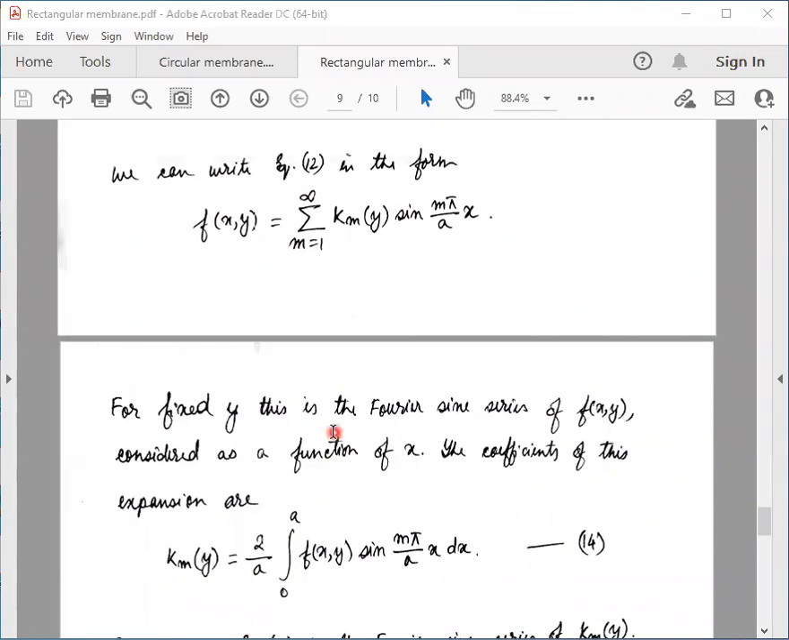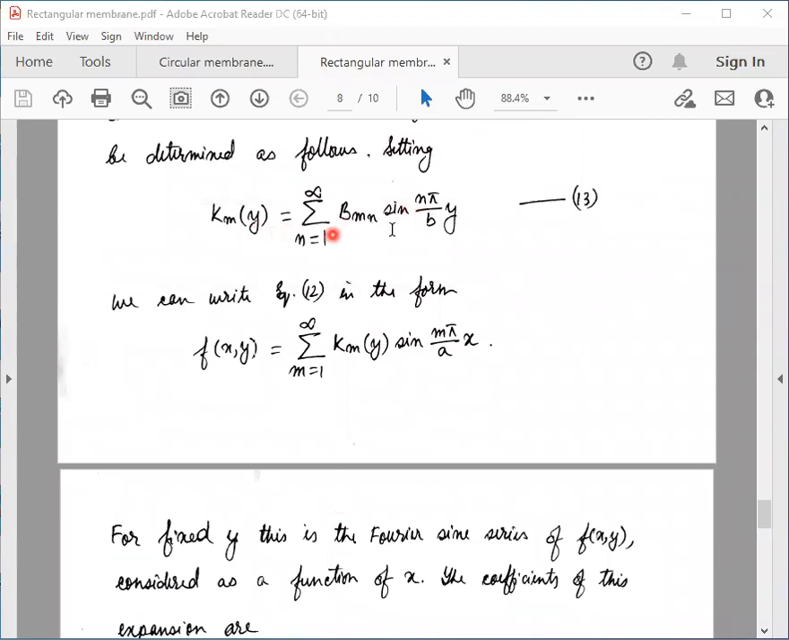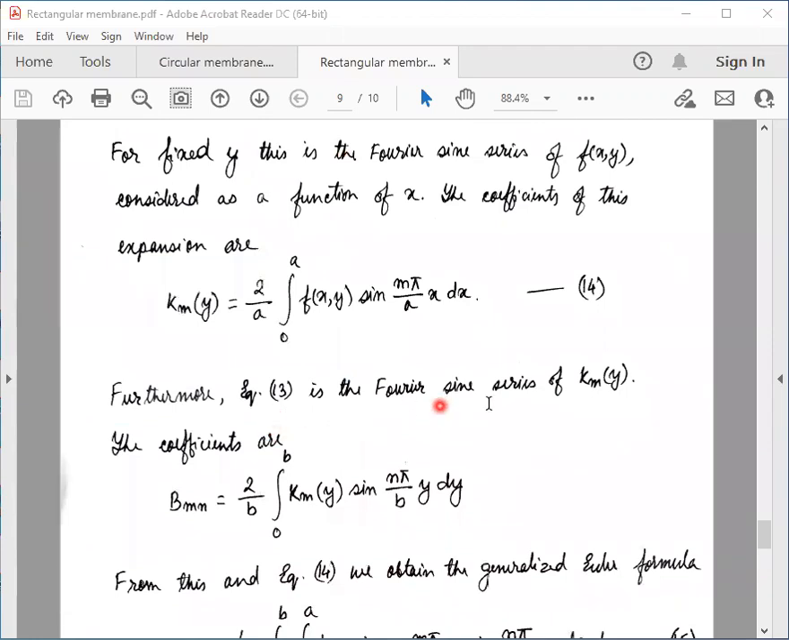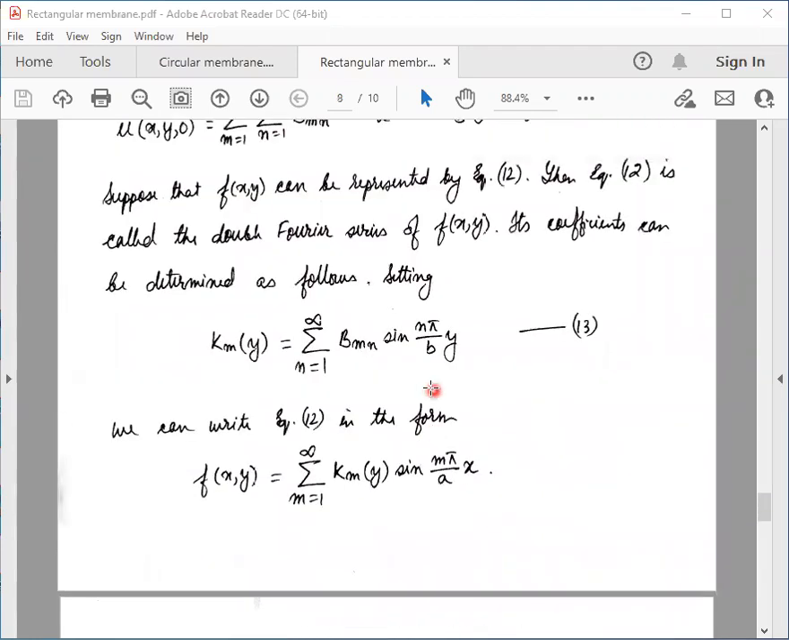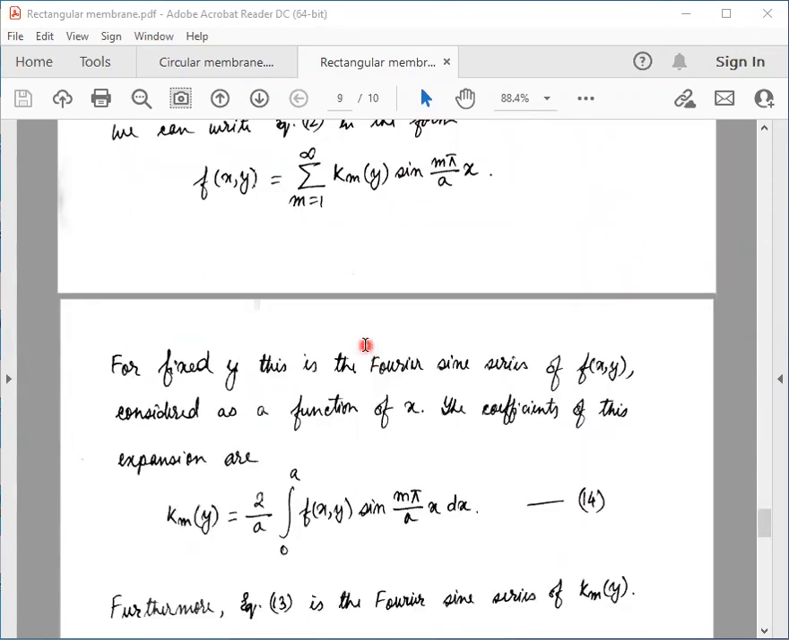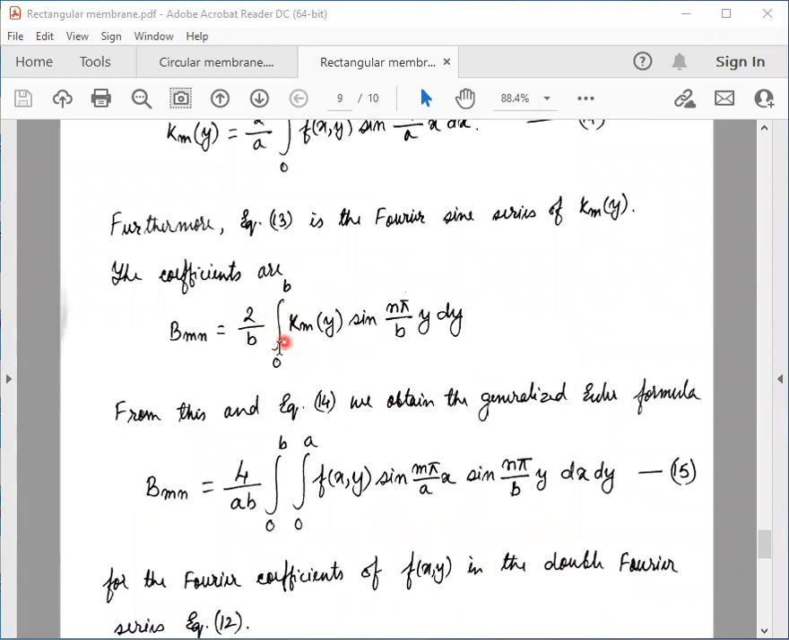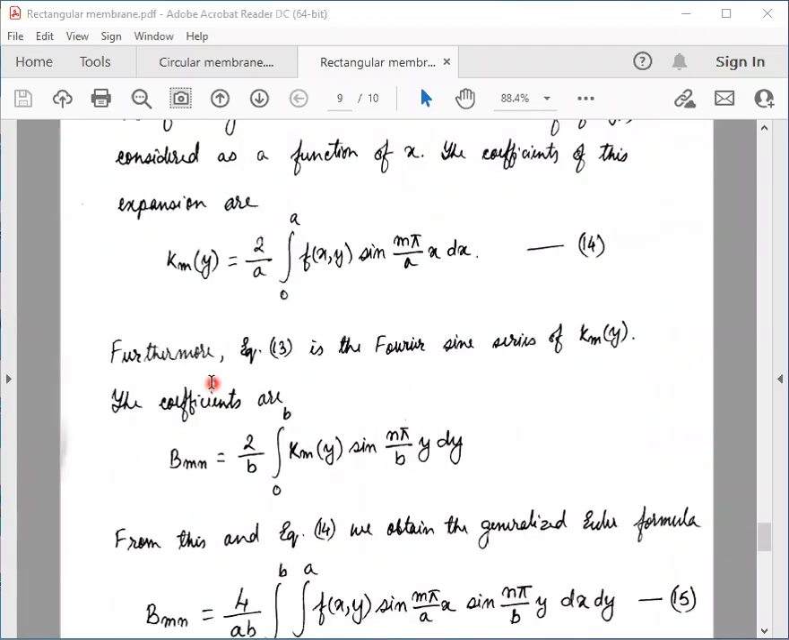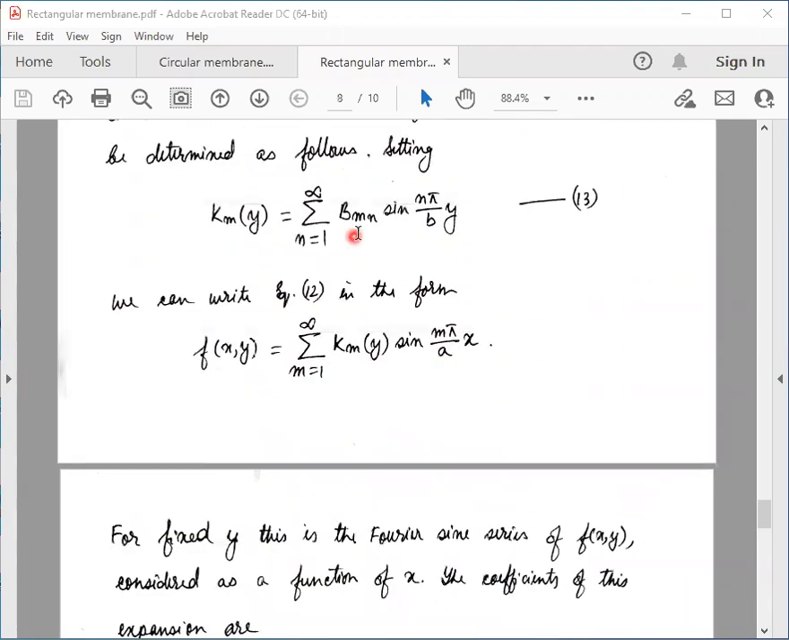Furthermore, this equation number 13 is again a Fourier sine series, the Fourier sine series of Km. From this Fourier sine series, we can easily calculate the coefficients Bmn. The coefficient Bmn is given by 2 by b, integration over 0 to b, Km(y) sin(n pi y by b) dy. This is the value of Bmn in equation number 13.